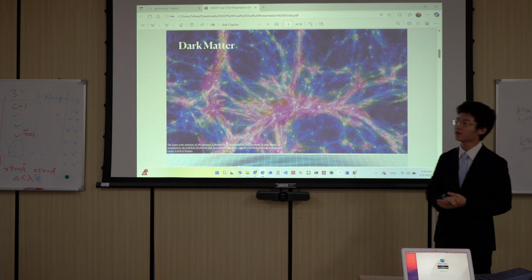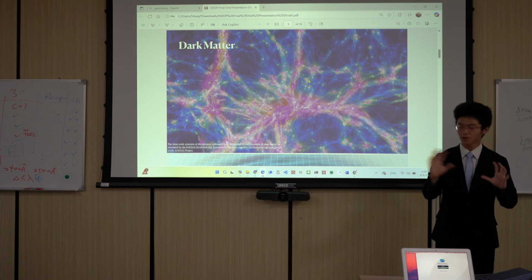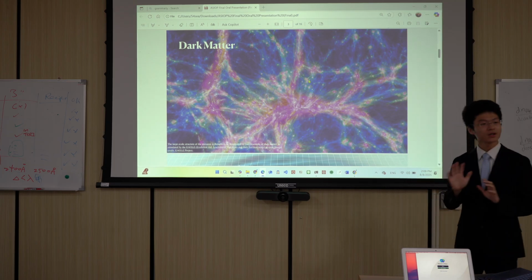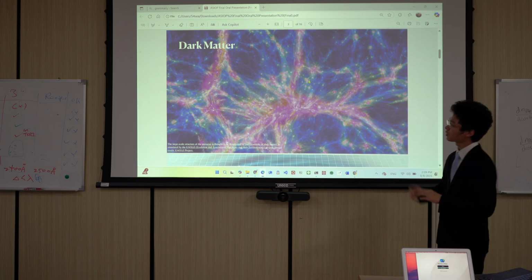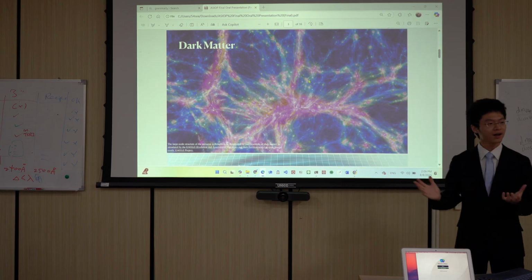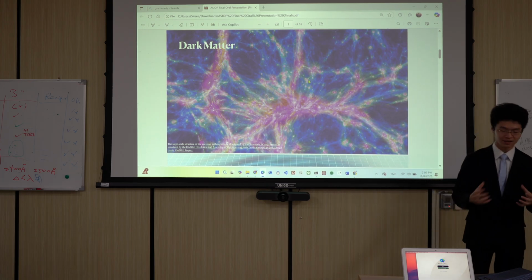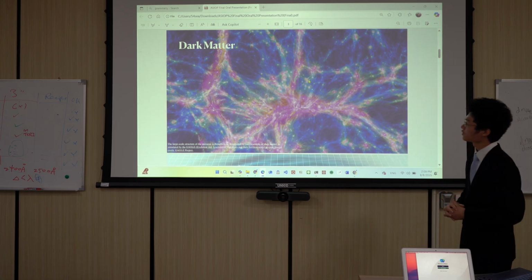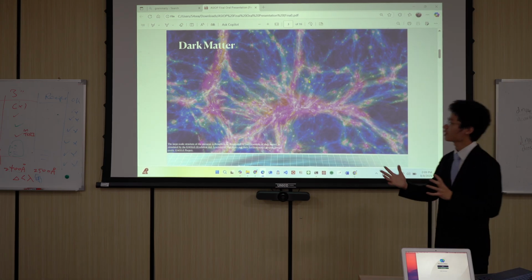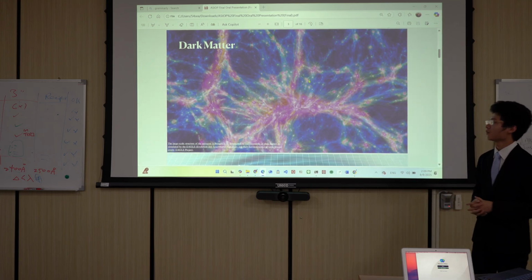So what we see right now, the visible particles and things, only contain 5% of the total universe's mass. So dark matter is actually quite a lot, much larger than the 5% that we can see in this physical world. Dark matter is basically something that we have yet to define, and we are trying to figure it out right now.